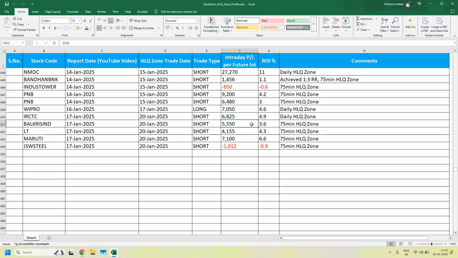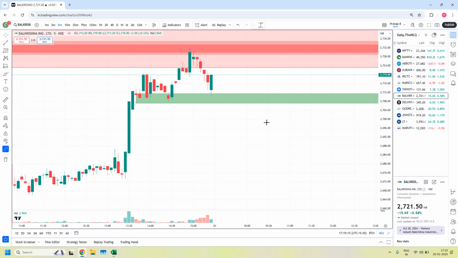5,550 rupees profit, which is a 3.6% ROI as per one futures margin cost. Because I clearly told you in the earlier analysis video, the video I released in the morning session before the market started, I suggested you take as many trades as possible from this 5 minute zone until it is violated. How perfectly our 5 minute high liquidity zone worked.